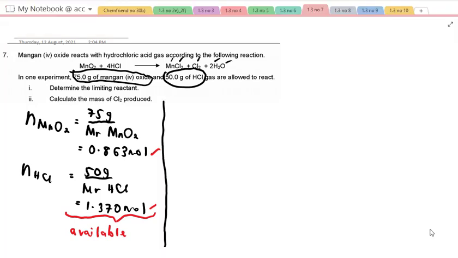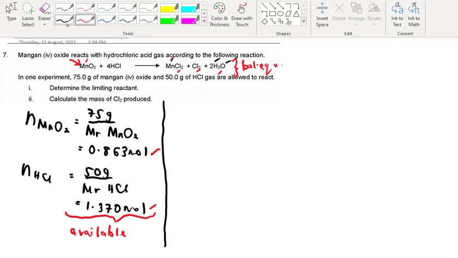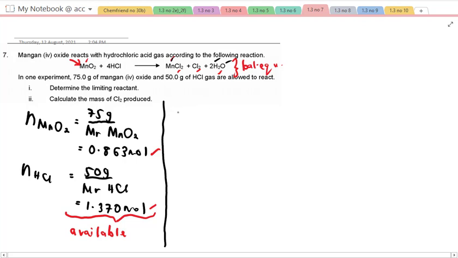Okay, then check. Is there a balanced equation given to you in the question? Check. So Mn is 1, O is 2, yes. For HCl, Cl2, oxygen 2. Okay, so this is a balanced equation. Already balanced, so our work is easier. Okay, next is to write the proportion.